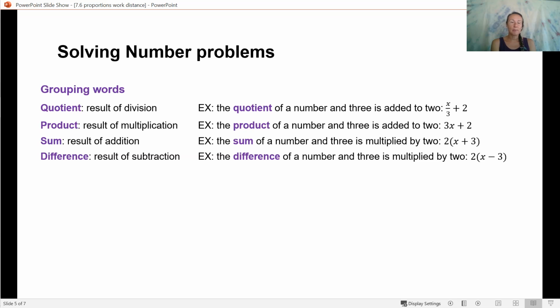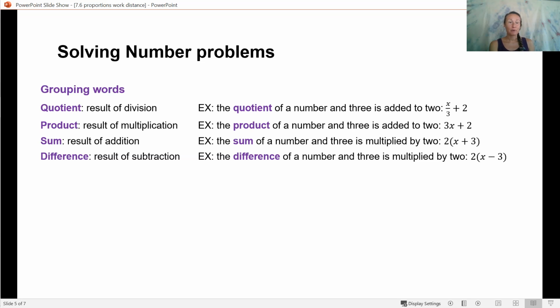Some of the problems you are going to come across are just straight number problems. Some people have the most trouble with these because there is really no context for them, but also because some of the words are a little different than we're used to seeing. So I'm going to go over what I call grouping words, but they're actually just mathematical operating words. Anytime you see the word quotient, you take the two things they say are in the quotient and make a fraction out of them.